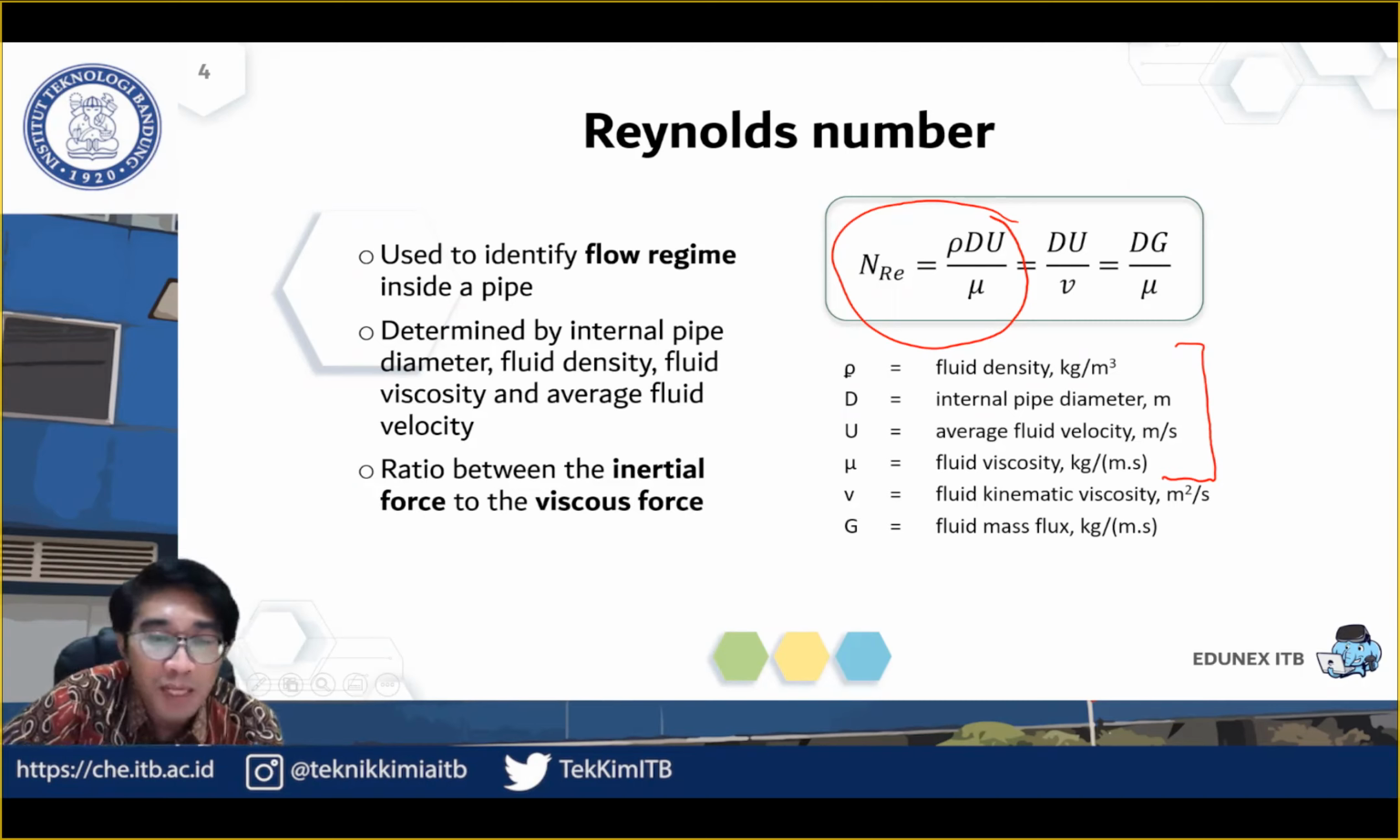is the inertial force. The denominator is the viscous force.